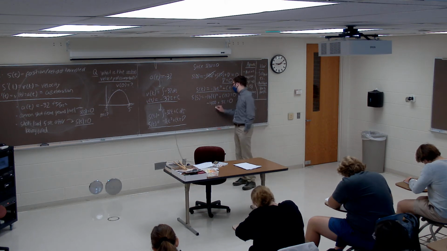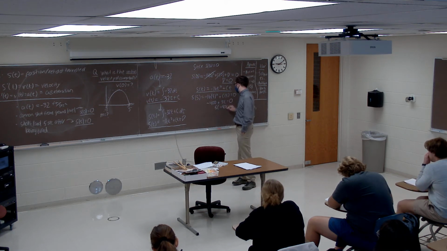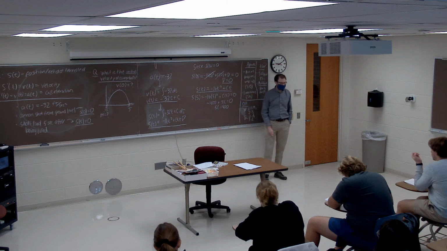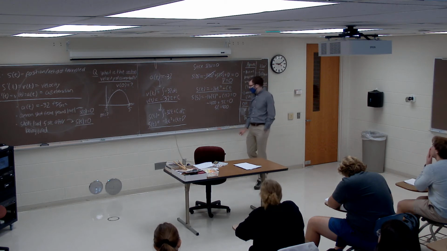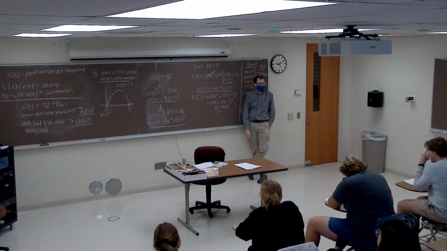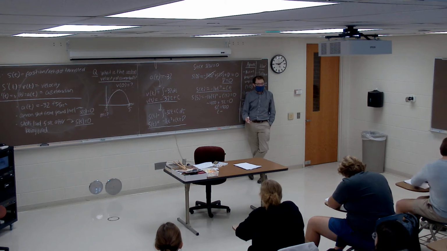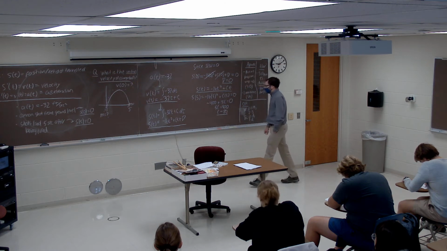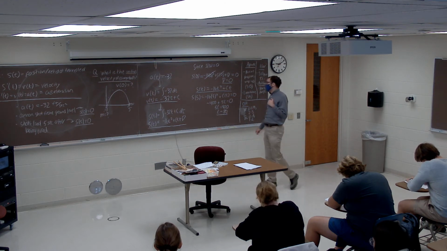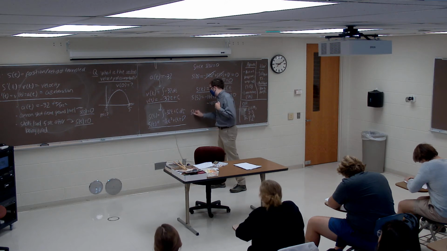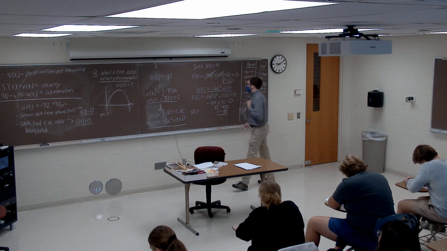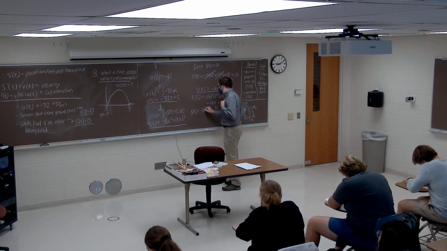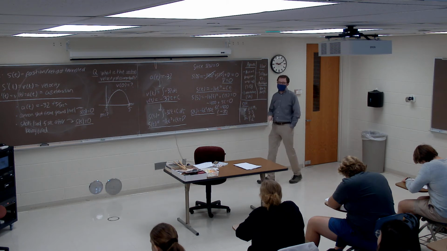Add 400 to both sides, we'll get that 5c is equal to 400. And if 5c is equal to 400, what is c going to be equal to? Yeah. 400 over 5, which is 80. So ultimately, that's going to tell us exactly what our s of t is. It's going to be equal to negative 16t squared plus 80t.